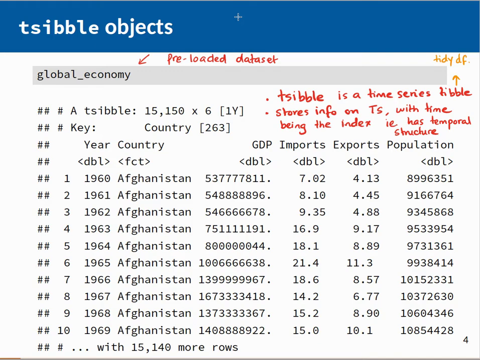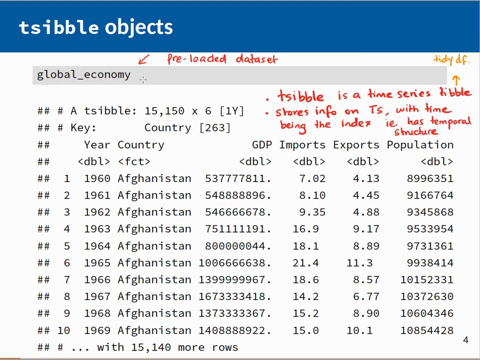So let's take a look at this global_economy data set that's available in the fpp3 package. What you want to do is you can first watch these videos, or you can work on RStudio side by side. If you can work on two screens together, that's great. Otherwise, you can do split screen, and you can pause the video anytime and see if it makes sense what I'm saying.